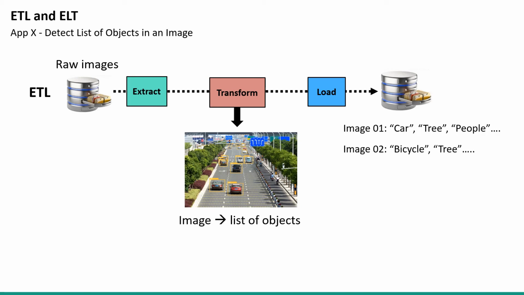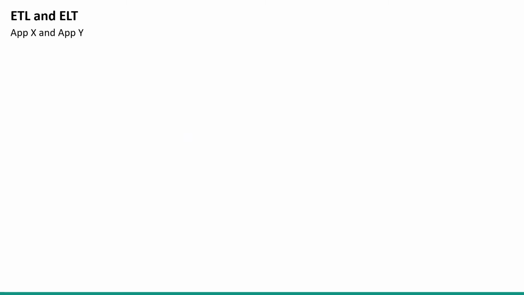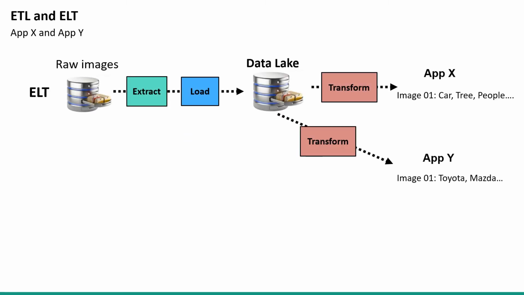However, maybe in the future, a new application will want to identify the list of car vendors in those images. But we are not storing the images. We decided to transform the raw data and store it in a different format. In that case, we can consider using a data lake and then load those raw images using an ELT process instead of ETL. It will help us to be flexible in the future. Another benefit of ELT is a faster processing time, because data transformation is usually a time-consuming process.